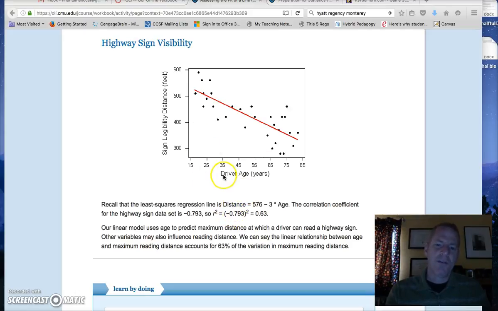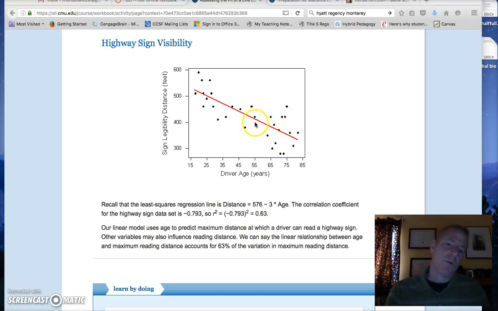So what we see in this particular scatterplot is that there does appear to be a relationship between driver's age and sign legibility. The relationship is negative, and it is fairly strong. We see down here that the correlation coefficient is negative 0.793, which is fairly strong, although not as strong as it could be. And then it's also linear in shape and in form.